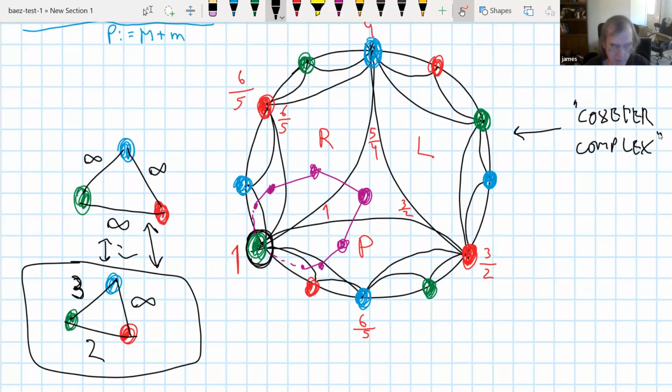One of the things I'm sort of trying to draw attention to here is that, again, I don't know how the standard terminology works, but the way I use the terminology, there's a kind of distinction between what I call a Coxeter complex versus a Coxeter tiling.